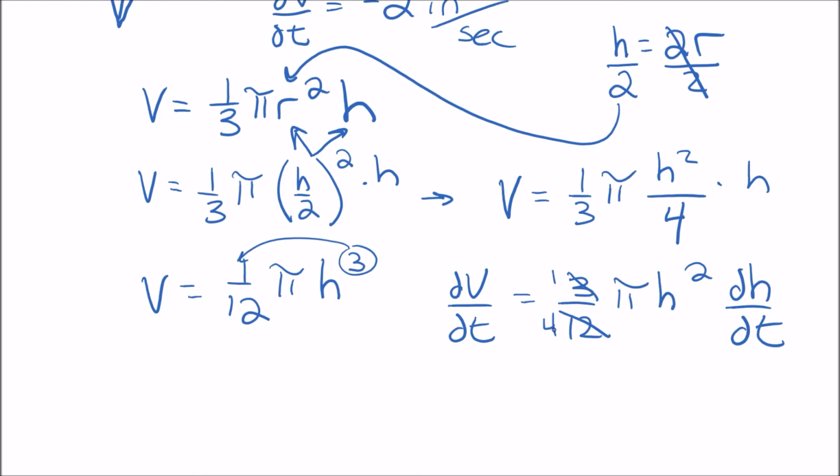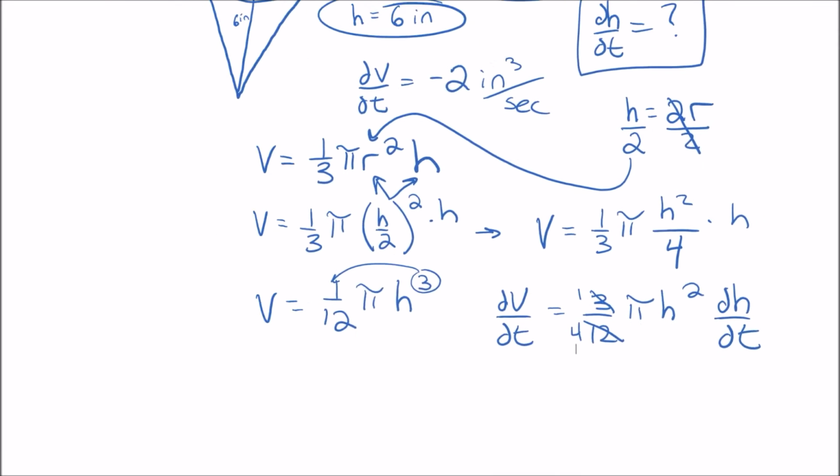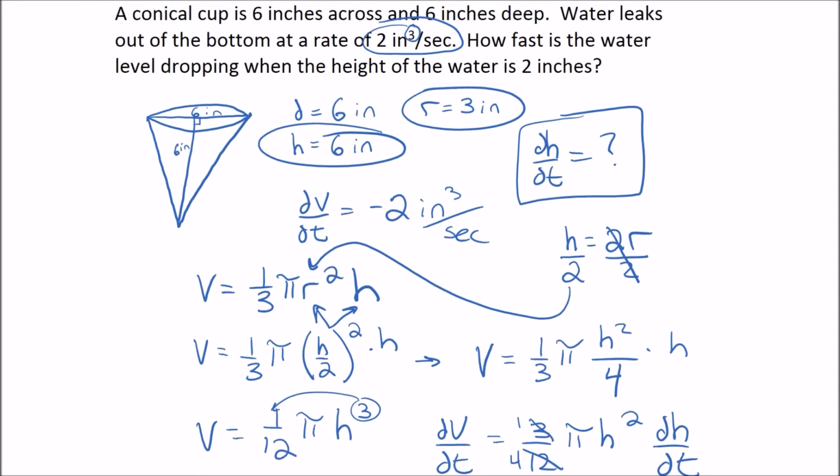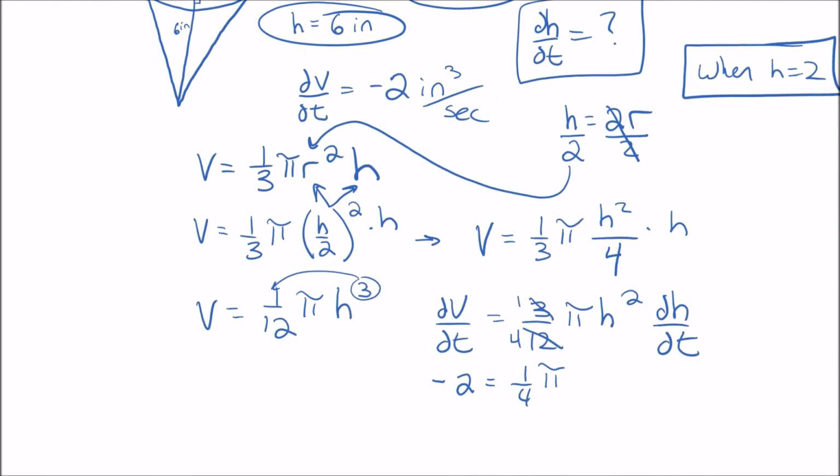Okay, now we can substitute in the information that we knew from above. So dV dt, we knew that was -2. Then we have the 1/4 pi. And now we wanted to know this when the height was 2 inches. So when h equals 2, that is the value for the height that we substitute into our equation for h. So we're going to put in 2 squared times dH dt.